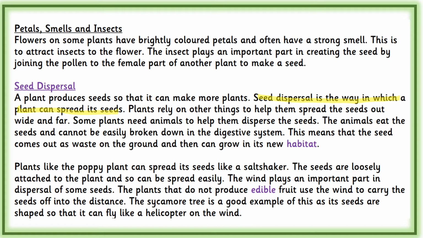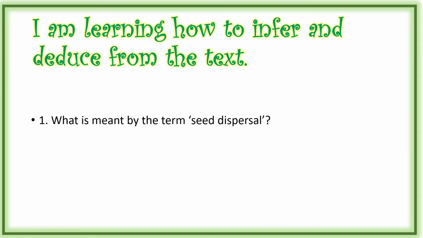So that's our answer. You just need to write the answer underneath. So what is meant by the term seed dispersal? Seed dispersal is how a plant can spread its seeds. Easy. Well done. Let's try question number 2.